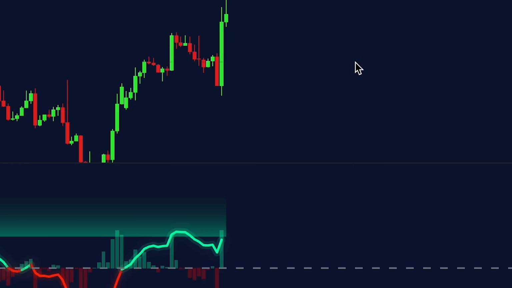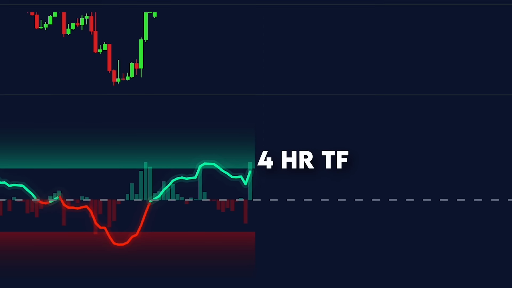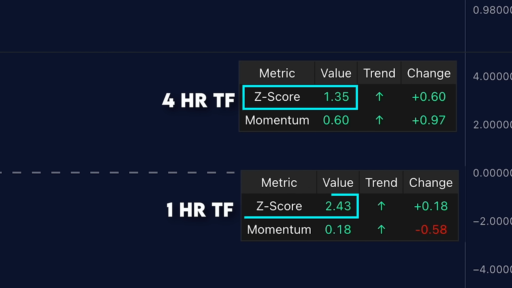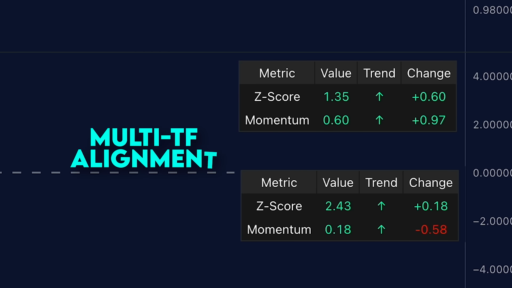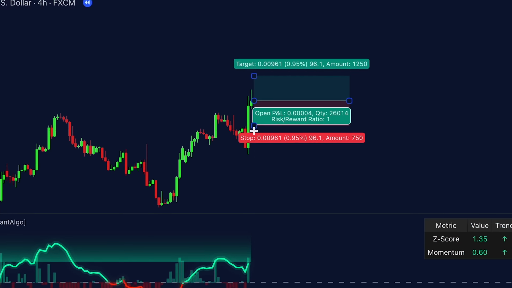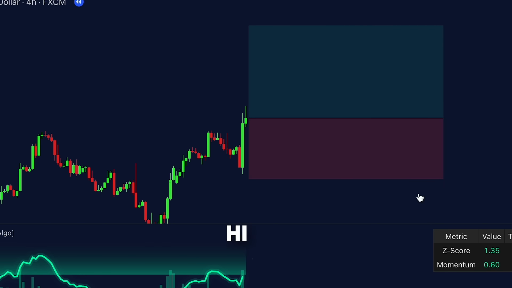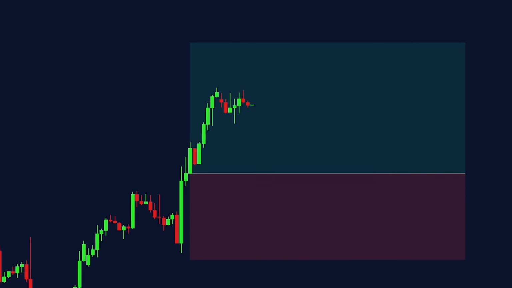But here's a pro tip. Use multiple time frames for statistical confluence. When both 1-hour and 4-hour Z-scores show extreme readings in the same direction, you're looking at multi-time frame statistical alignment. These setups have the highest probability of success because they're validated across different time horizons.